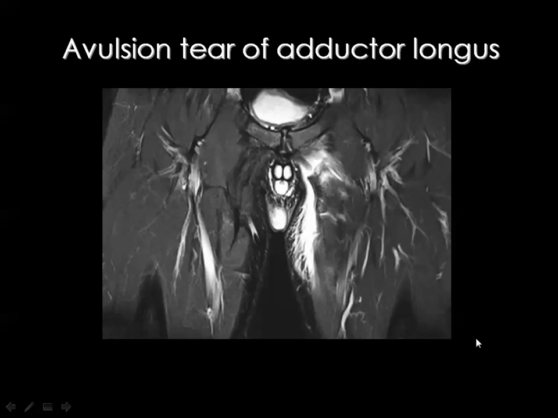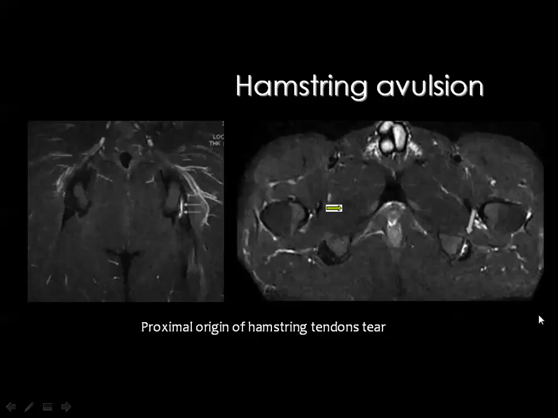This is also another example of avulsion of the adductor longus. This is the normal side on the right side, and this is the avulsed muscle with a gap and the fluid signal occupying the gap, as well as part of the muscle fiber and intermuscular fat planes.